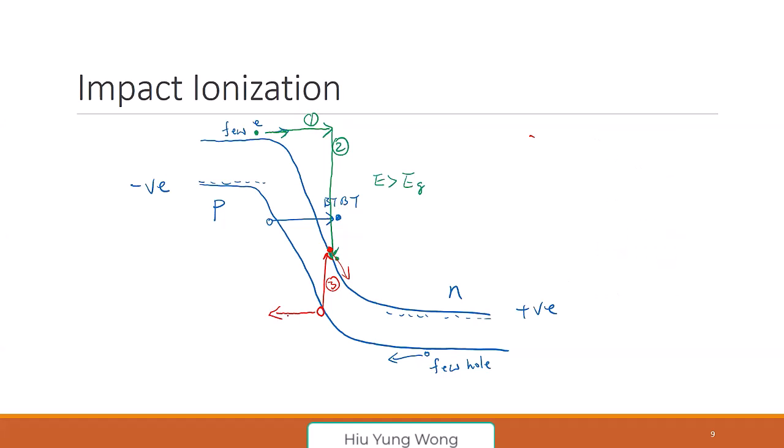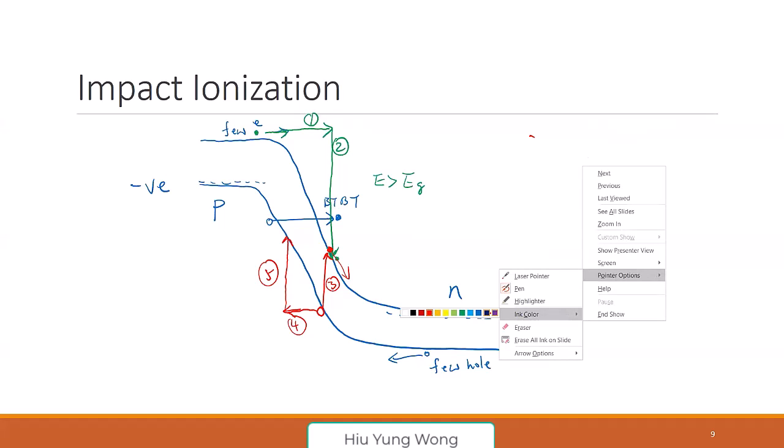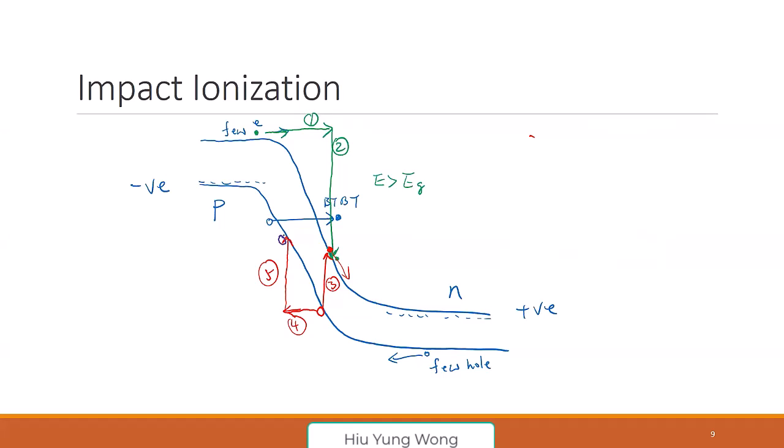I think I can use red. And then suddenly, again, it loses the energy by hitting the lattice. Then what happened again? It's going to create another hole and then another electron. I get another electron. Then what will happen? It will travel again.